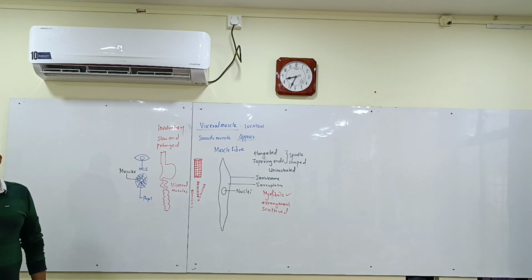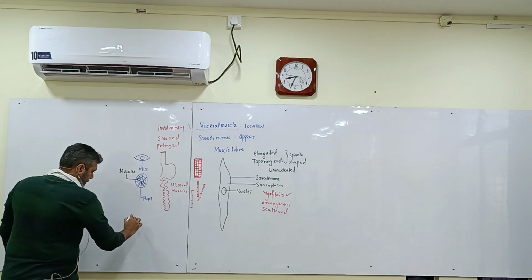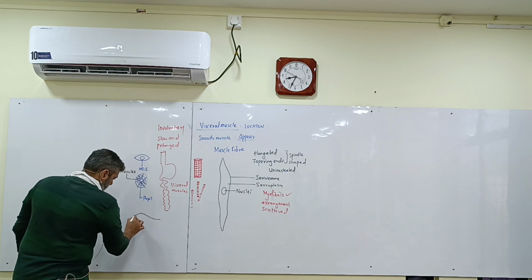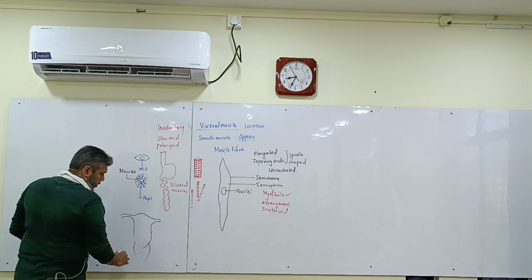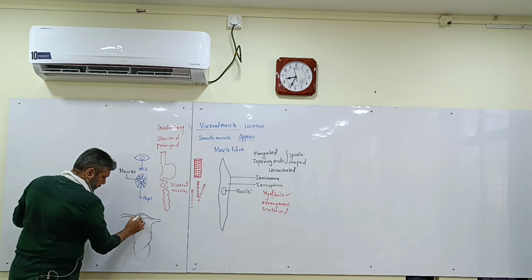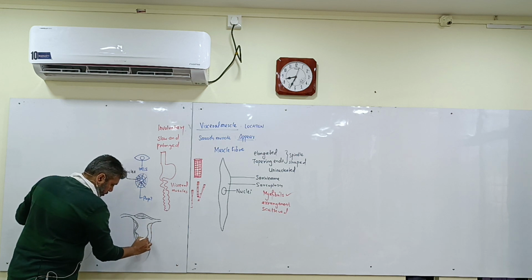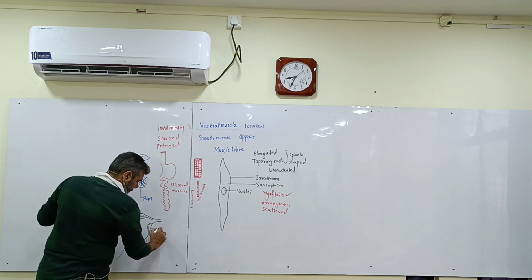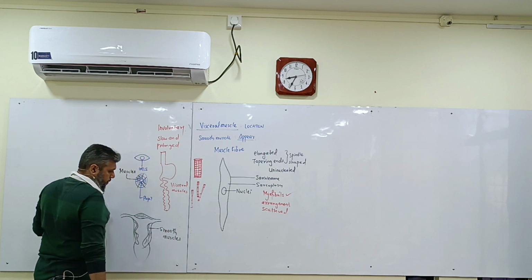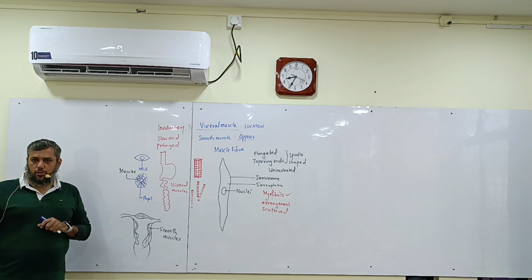Have you heard of uterus, children? It's a mother's womb, where all of us developed. The wall of the uterus. This wall of the uterus is made up of which muscles? Visceral muscles. That is the smooth muscles. Got it? Yes or no?